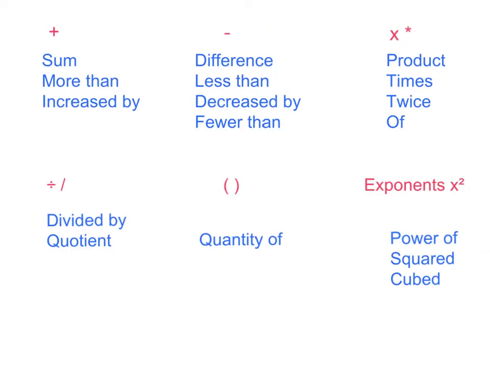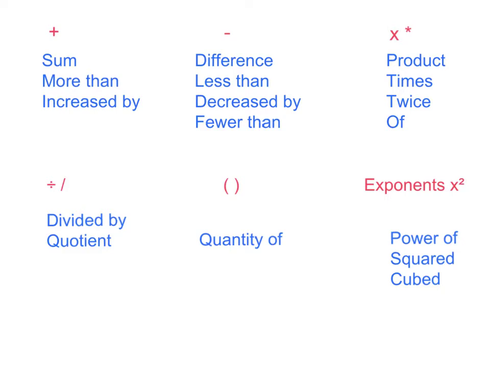The plus sign, we have sum, more than, and increased by. The subtraction sign, the difference, less than, decreased by, or fewer than. And then the multiplication sign, times, or the product of, twice, meaning 2 times, or whenever you see the word of. Division, divided by or the quotient.